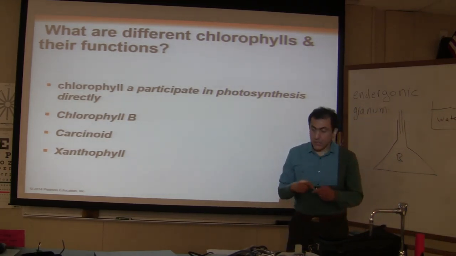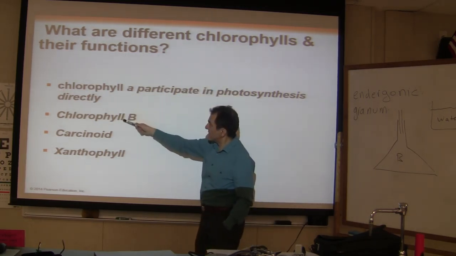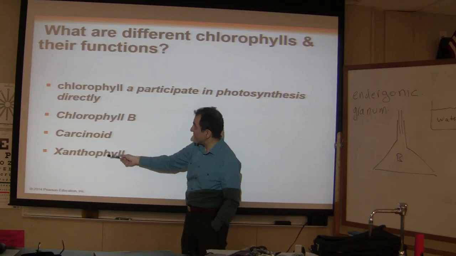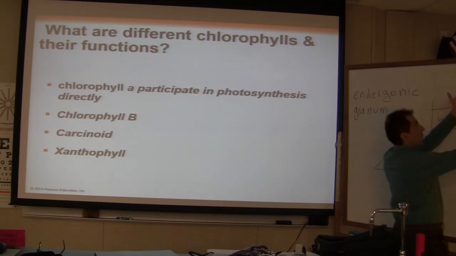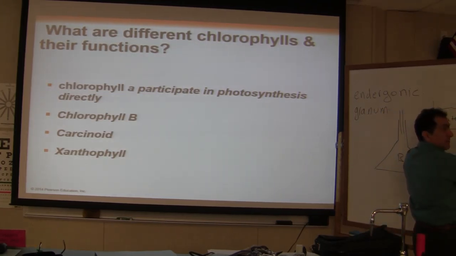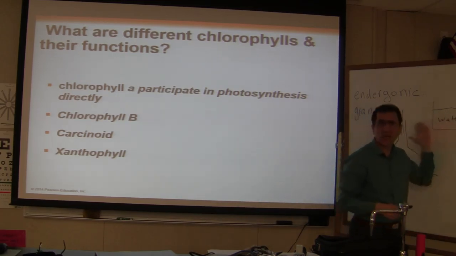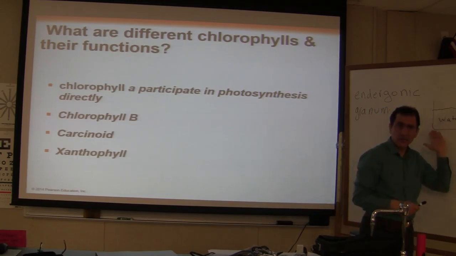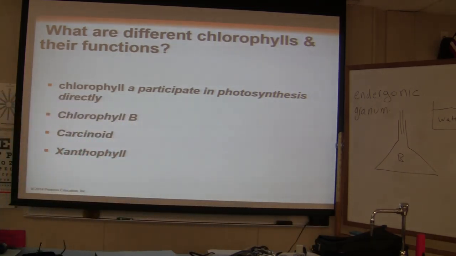So all the other different types of pigments, chlorophyll B, carotenoid, and xanthophyll, they absorb light and they give it to chlorophyll A, like they absorb water and give it to the stem of the funnel. Am I making some sense? And then of course, this part is participating in photosynthesis. I'm making an analogy. The other types of chlorophylls absorb light and give it to chlorophyll A, and chlorophyll A is the one that participates in photosynthesis directly.